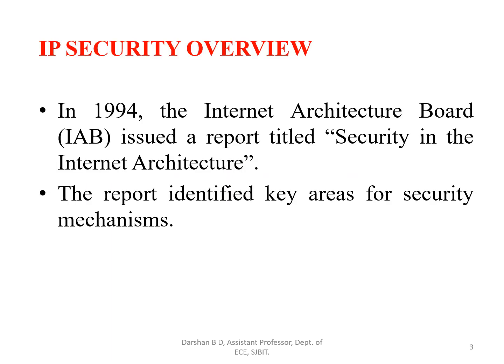IP security overview. In 1994, the Internet Architecture Board (IAB) issued a report titled "Security in the Internet Architecture." This comes under RFC 1636. The report identified the key areas for security mechanisms. Among these were the need to secure the network infrastructure from unauthorized monitoring and control of network traffic, and the need to secure end user to end user traffic using authentication and encryption mechanisms.